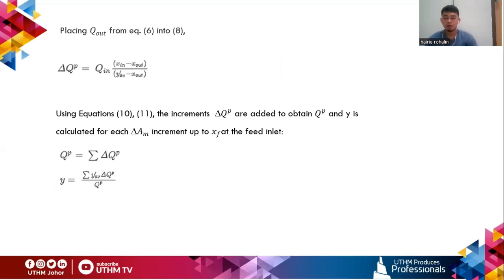Next is solving for Y out from equations 6 and 8 from the formula below. Using equations 10 and 11, the increments delta QP are added to obtain QP and Y is calculated for each delta AM increment up to XF at the feed inlet by using the formula below.